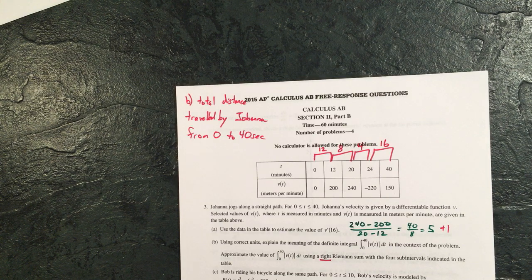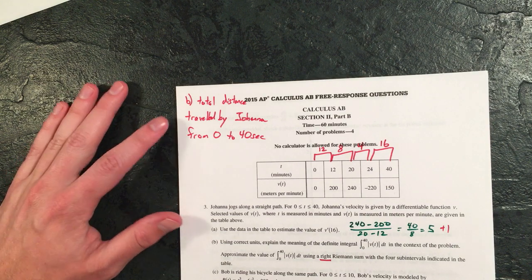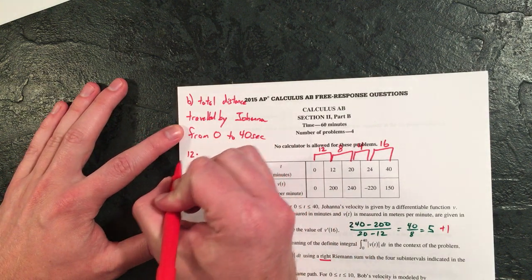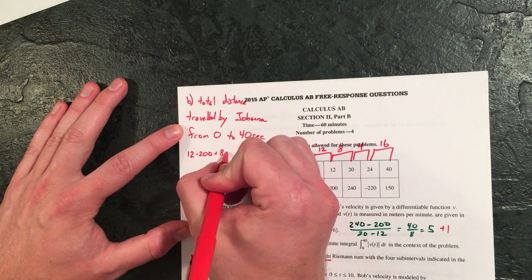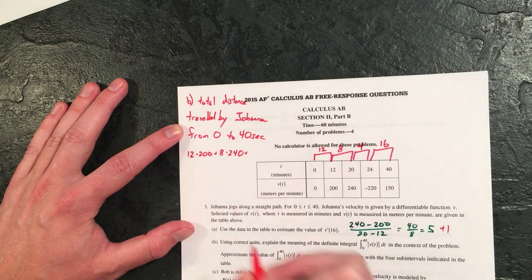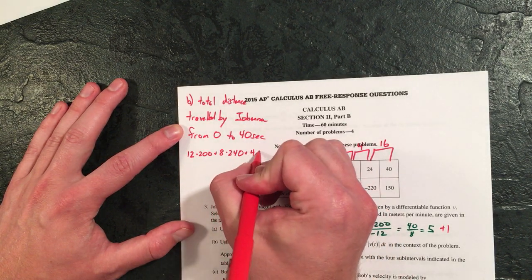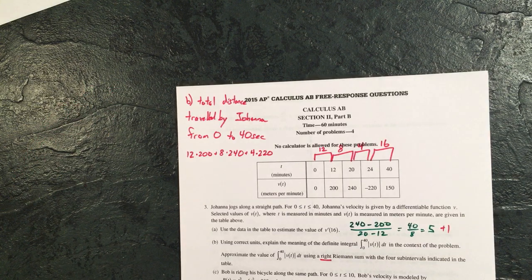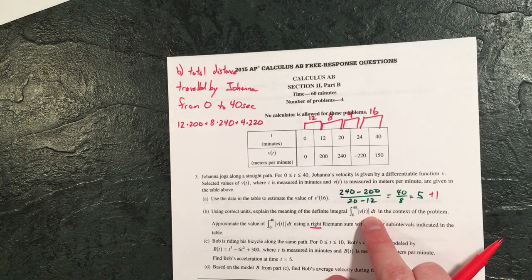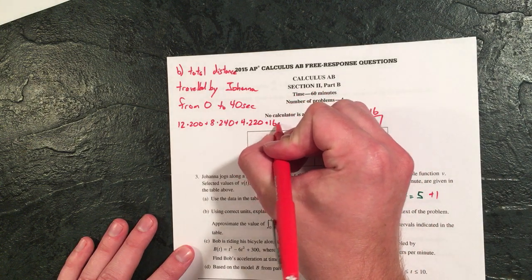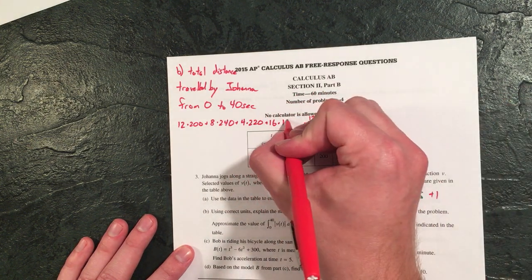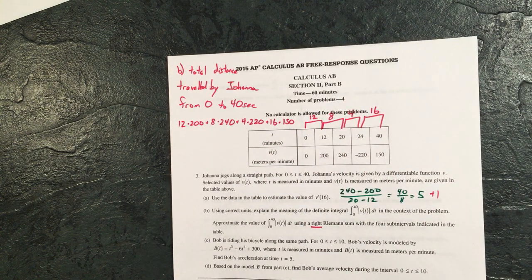So now all that's left to do is actually find out what these are, and we just have to do a little multiplication here. So we need 12 times 200 plus 8 times 240 plus 4 times 220. Notice it's a positive 220 because the question is still absolute value. And then finally, plus 16 times 150. And we have to go through and add all of this up.